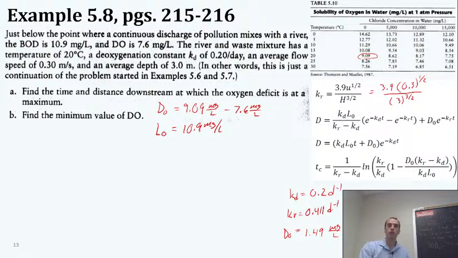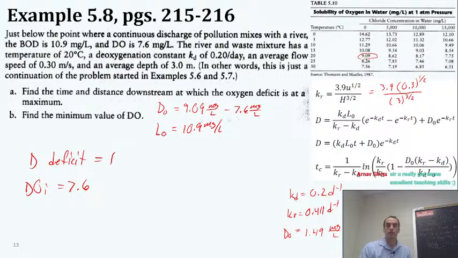Okay, so the 7.6, this is a very good question because it is very confusing. D is for the deficit, and you have to make sure you're not confusing that with the initial dissolved oxygen. So the initial dissolved oxygen, that's the 7.6 in the river there. The deficit is always the DO at saturation minus the DO at some point. So great question, because that's very easy to get confused there.